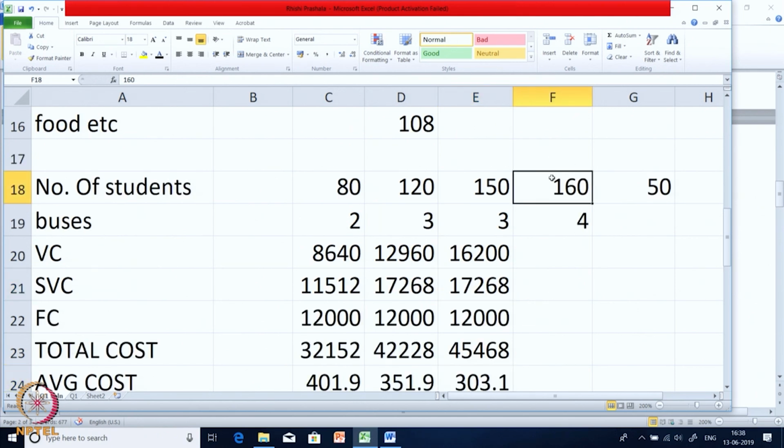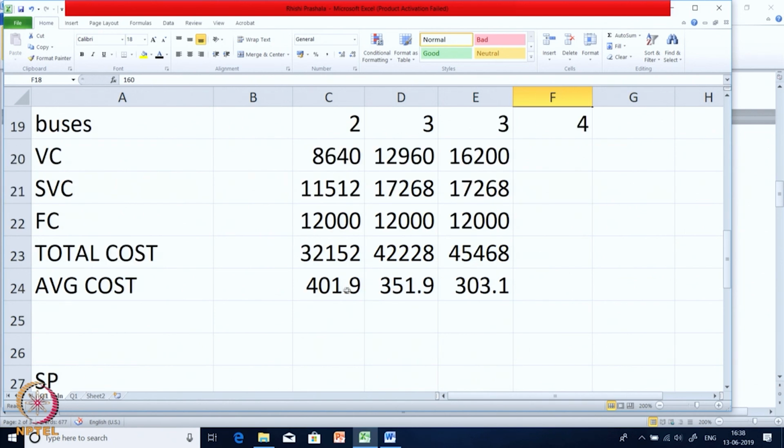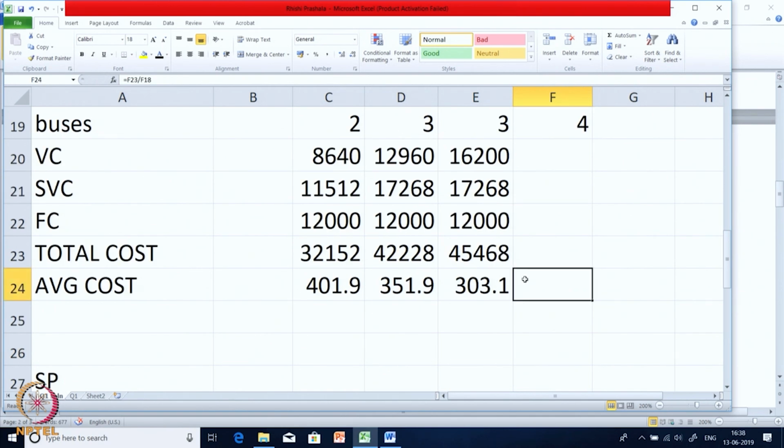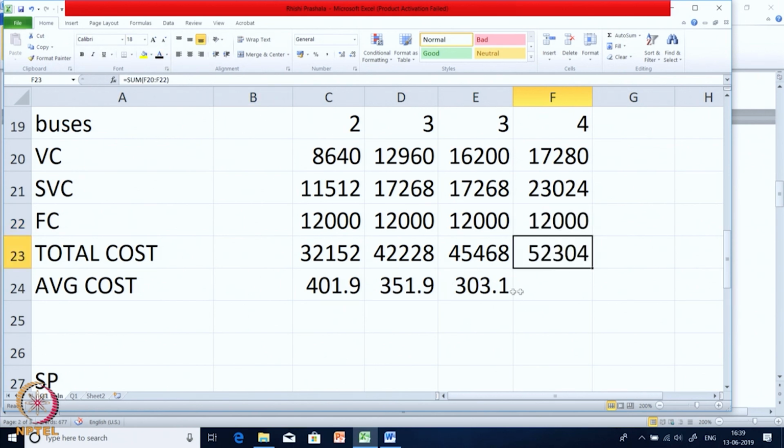Now if you go for 160 students, will total cost further go down? You can see here total cost is falling from 80 to 120 to 150. For 160, will it fall further? It may not, because economies of scale are not always true. You can just calculate it and then we will discuss. So VC is now 17,280. SVC will go up because now there are 4 buses. Fixed cost is constant. Total cost is now 52,304, and you can just see that average cost has slightly gone up.